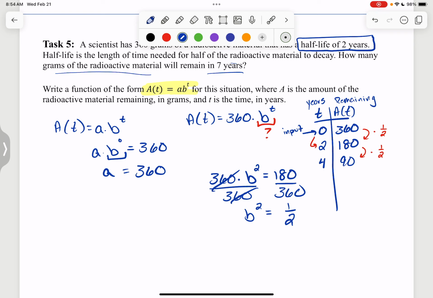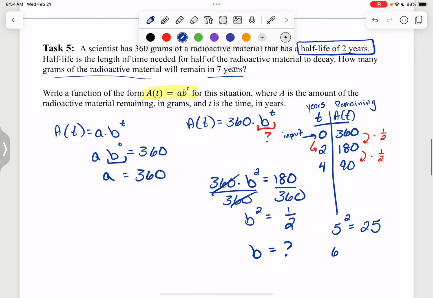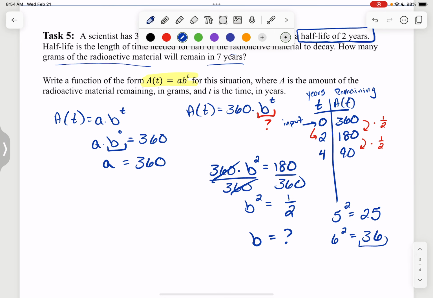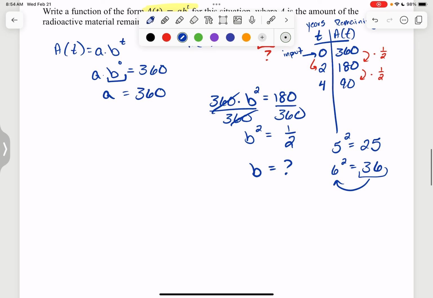Okay, so how do I figure out, my end goal is to figure out what b equals. Well, if b to the second is 1/2, think about it. If I know 5 to the second is 25 and 6 to the second is 36, what operation do I do to this 36 to get back to the 6? That's our square root. The square root of 36 is 6. So the square root of 49 is 7. So if I want to find what number I take to the second power, I have to square root.